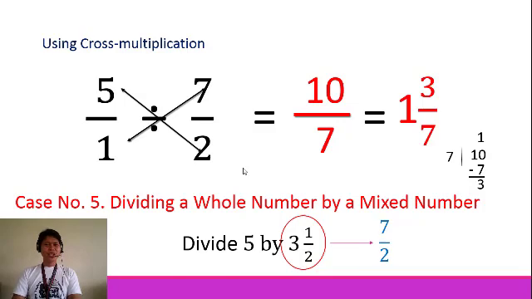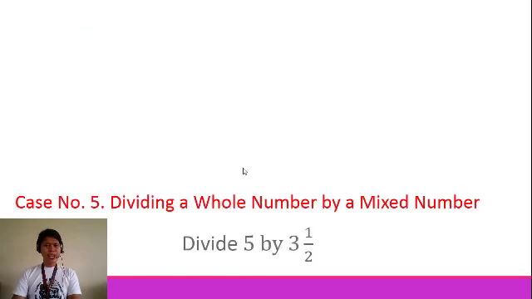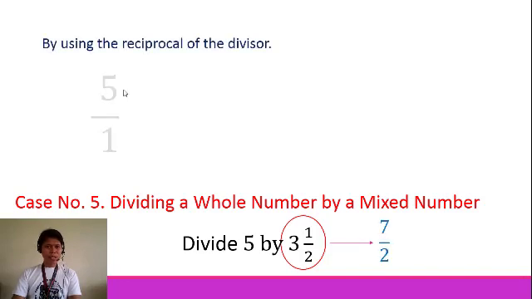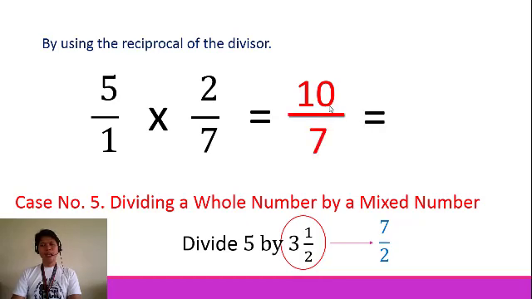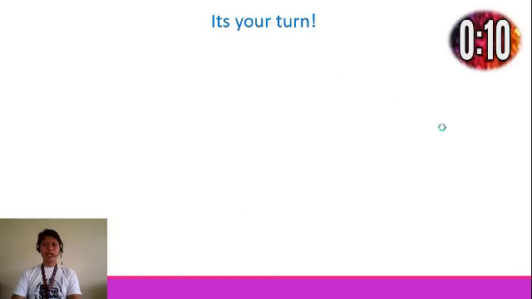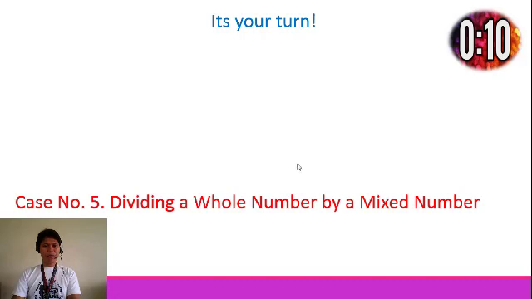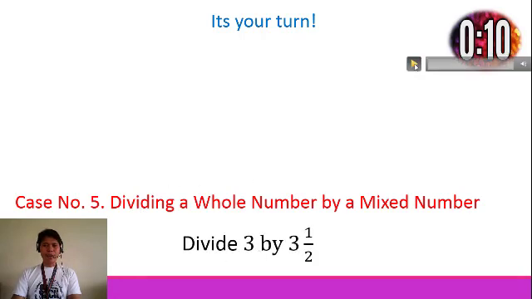Okay? So we can also use the reciprocal of the divisor. So the same process, 5 over 1, and then times, this time we are going to use 2/7, the reciprocal. So 5 times 2 is equal to 10, and 1 times 7 is equal to 7, the same. 10 over 7 is equal to 1 and 3/7. Okay, again, it's your turn. You have 10 seconds, or you can pause the video if you need more time. Case number 5 rather. Divide 3 by 3 and 1/2. Start.